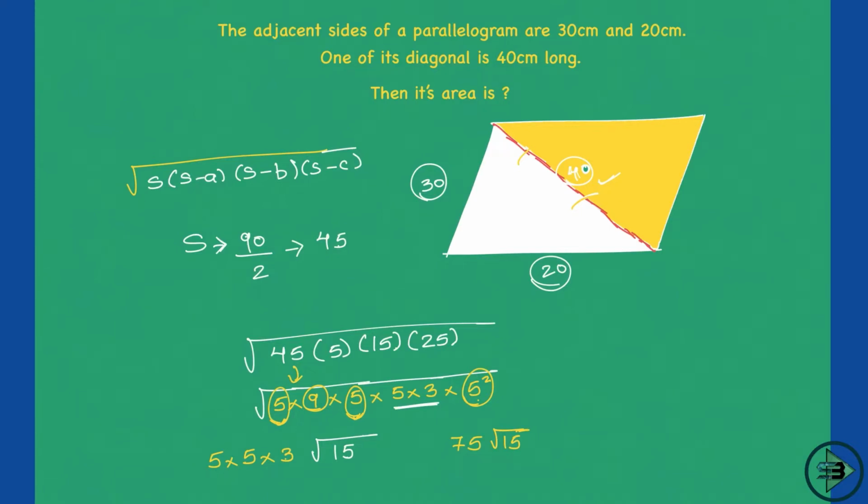Now this is the area of this triangle. Now you have to double this. Just double this. 75 into 2 will be equal to what? 150. So 150 square root of 15, and that's it. That will be your final answer. 150 into square root of 15 will be the total area of this parallelogram. That is what is being asked of us.